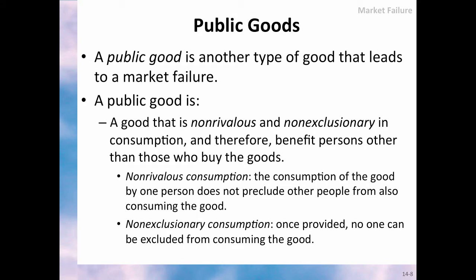All right, public goods are market failure number 3. Public goods and services are, number 1, non-rival, which means that the consumption of the good by one person does not preclude other people from also consuming the good. And number 2, non-excludable, which means that once the good is provided, no one can be excluded from consuming it.